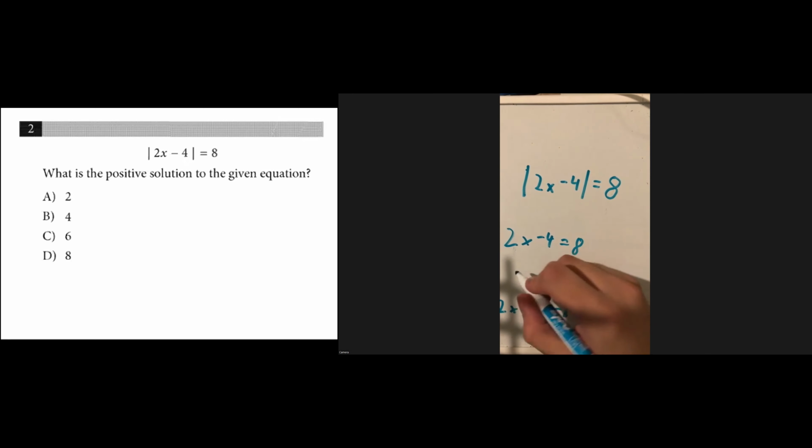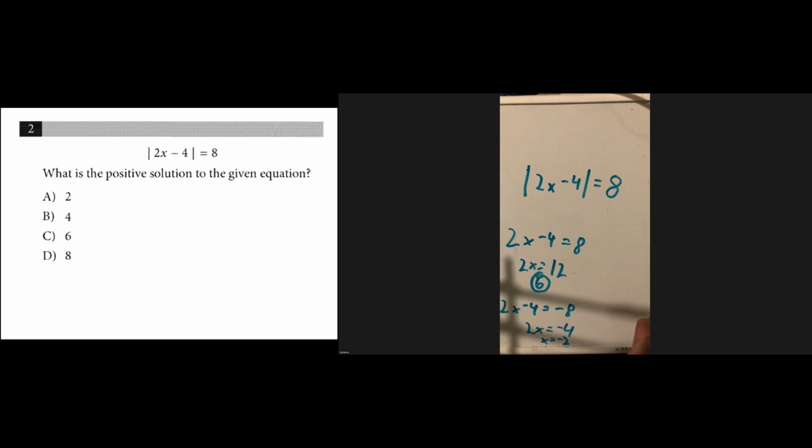So we add 4 to both sides. We get 2x equals 12. Divide by 2, and we get x is equal to 6. And for the second one, we add 4, so we have 2x equals negative 4. X is equal to negative 2. And so it asks us for the positive solution, which would be positive 6. So the answer choice is C. If it asked for the negative solution, it would be negative 2, but it doesn't ask for that.